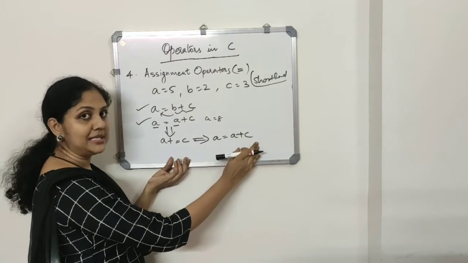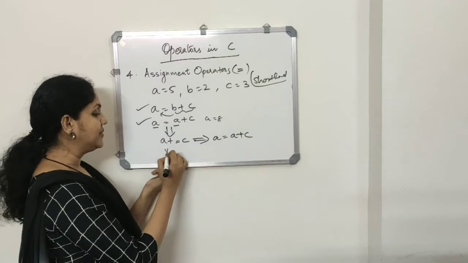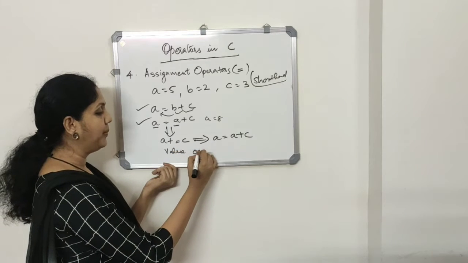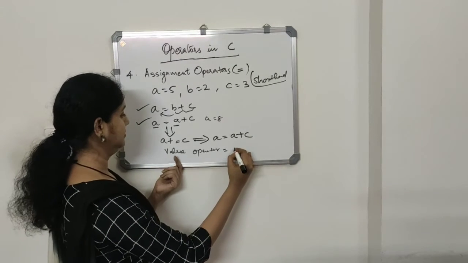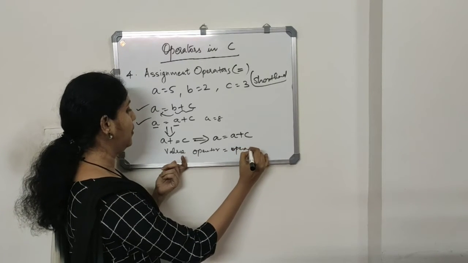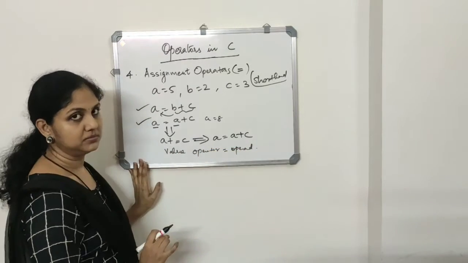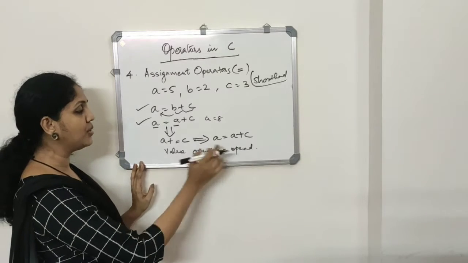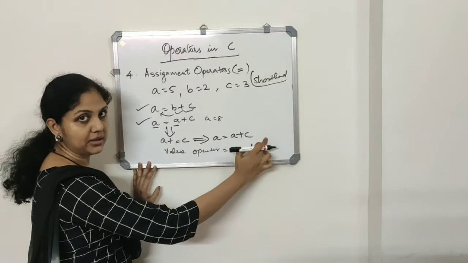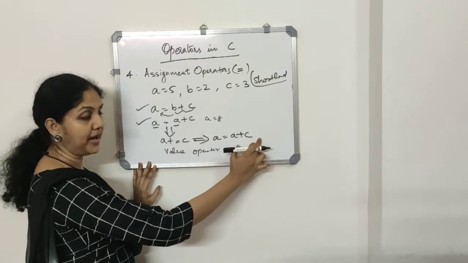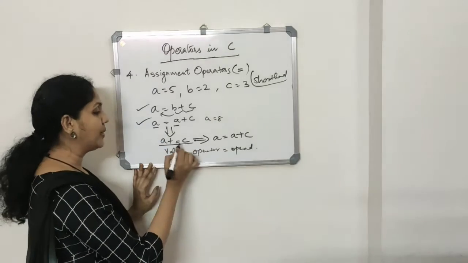A is equal to A plus C can be written in a shorthand form, that is A plus is equal to C. That is value, operator, equal to, operand. So A is equal to A plus C is an expression. Here what we are writing, value is equal to value plus operand. Instead of that, value operator is equal to operand. That means A plus is equal to C.